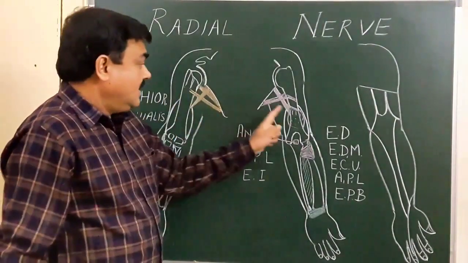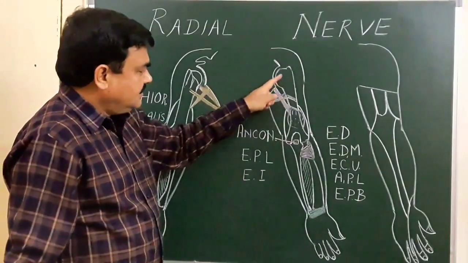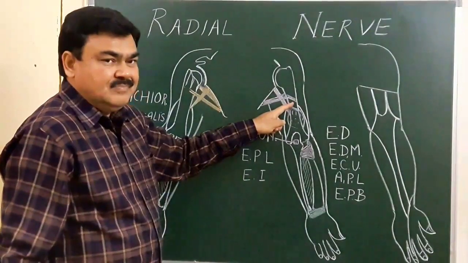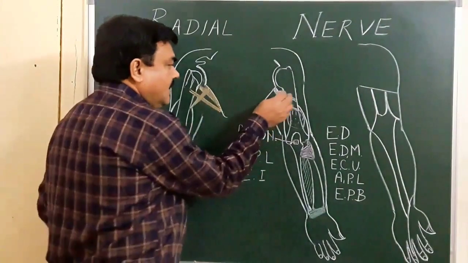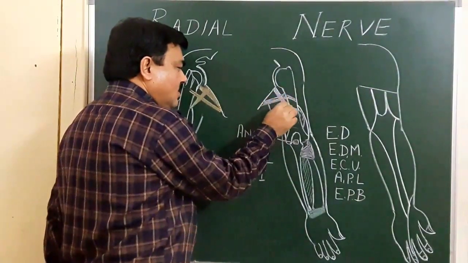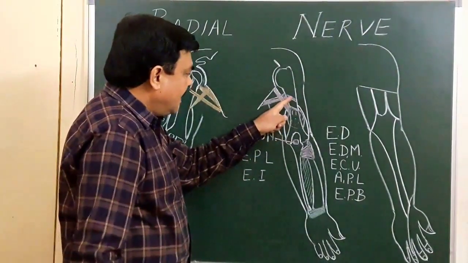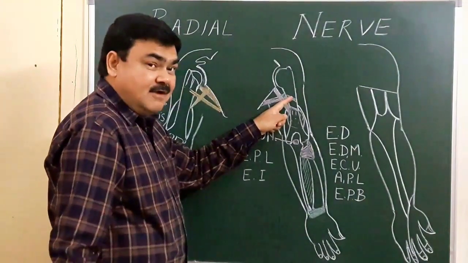This is the anterior view. Here is the posterior view. Here is the humerus. This is the shaft. Here is the spiral groove or radial groove. Here is the lower triangular space, and here is the attachment or origin of the lateral head of the triceps.